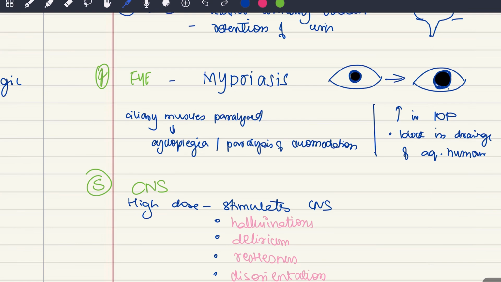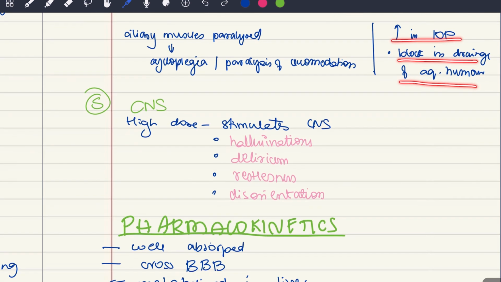Actions on the eye. It causes mydriasis, which is dilation of the pupil. Ciliary muscles are paralyzed, which can lead to cycloplegia or paralysis of accommodation. There is an increase in intraocular pressure due to the blockage in draining of aqueous humor.